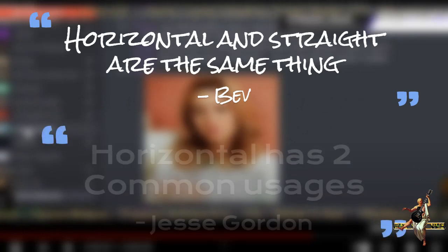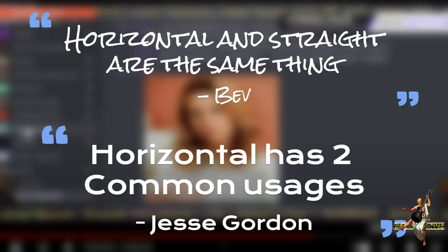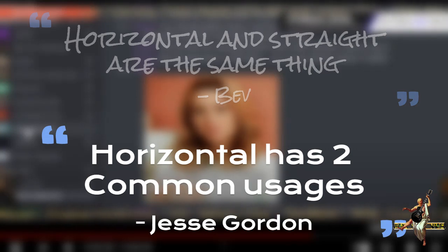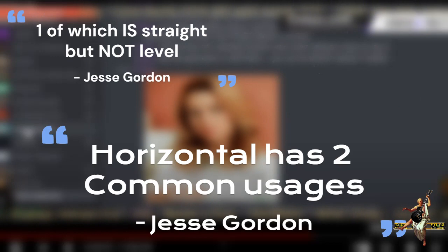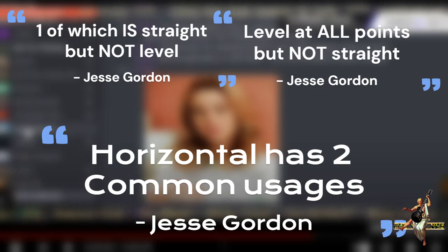Horizontal has two common usages, one of which is straight but not level except at one point, and the other is level at all points but not straight. What, level at all points but not straight? Horizontal is straight, right? Did you say it's not straight? Could we avoid using the word horizontal? Are there other words we could use?